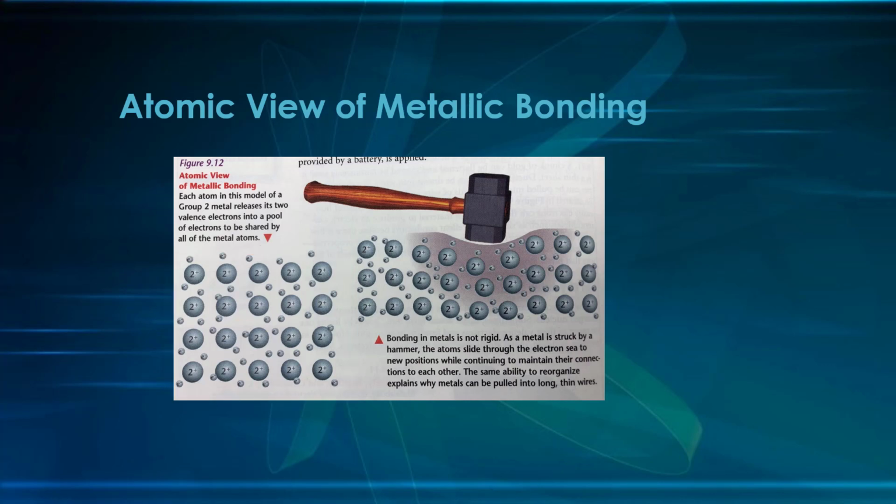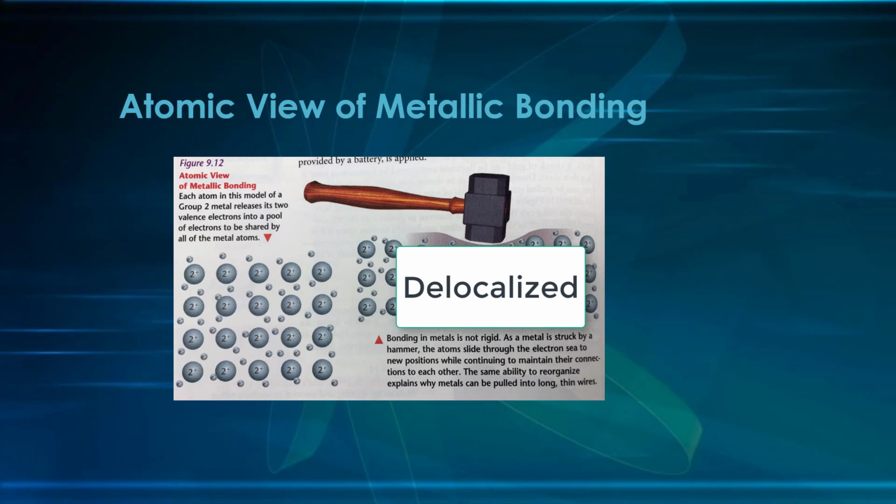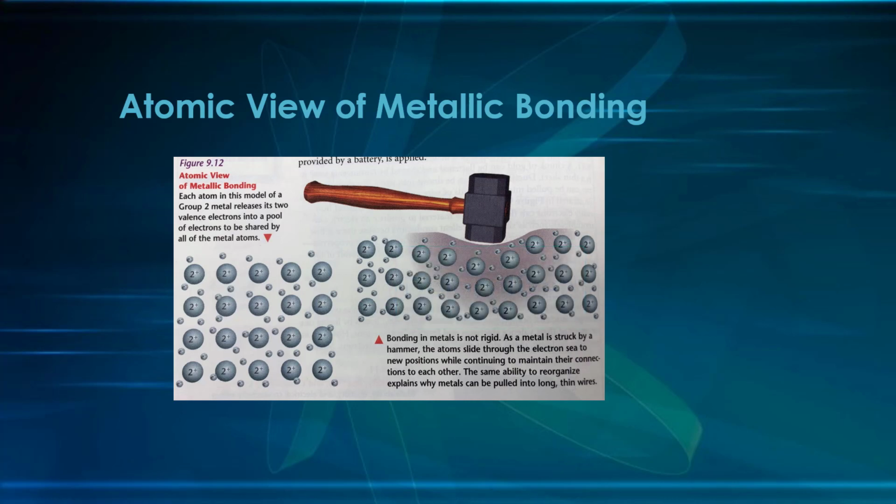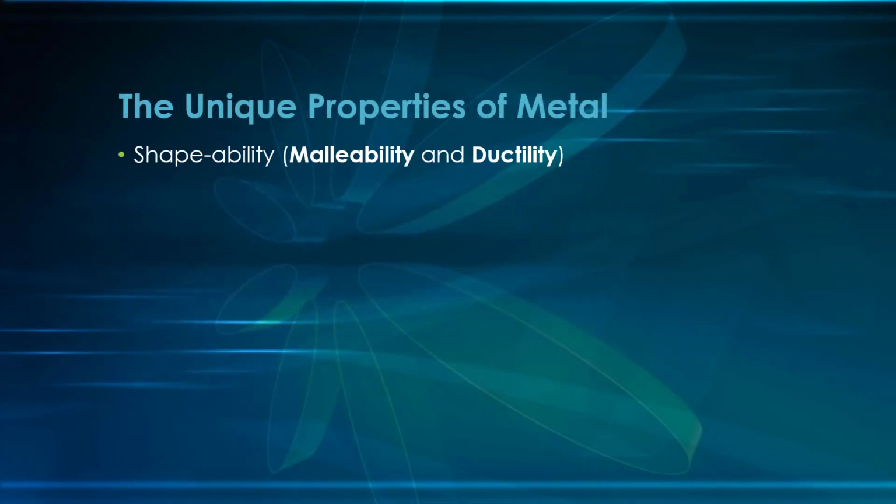The difference is that the bonding in metals is not rigid. As a metal is struck by a hammer, the atoms slide through the electron sea to new positions while continuing to maintain their connections to each other. The electrons are mobile. We say they're delocalized. They're free to move about within the sea or pool of valence electrons. The same ability to reorganize explains why metals can be pulled into long, thin wires, what we call ductility.